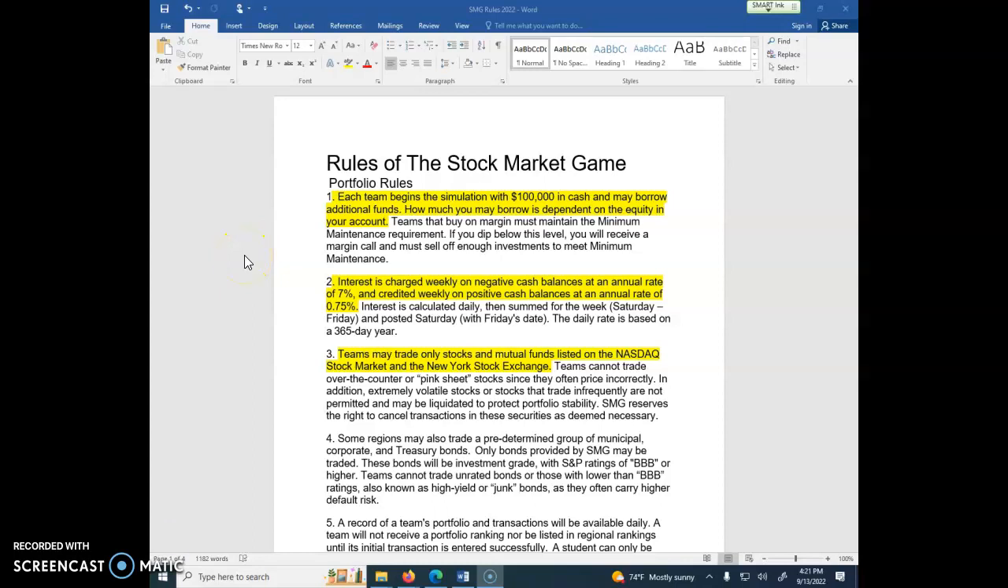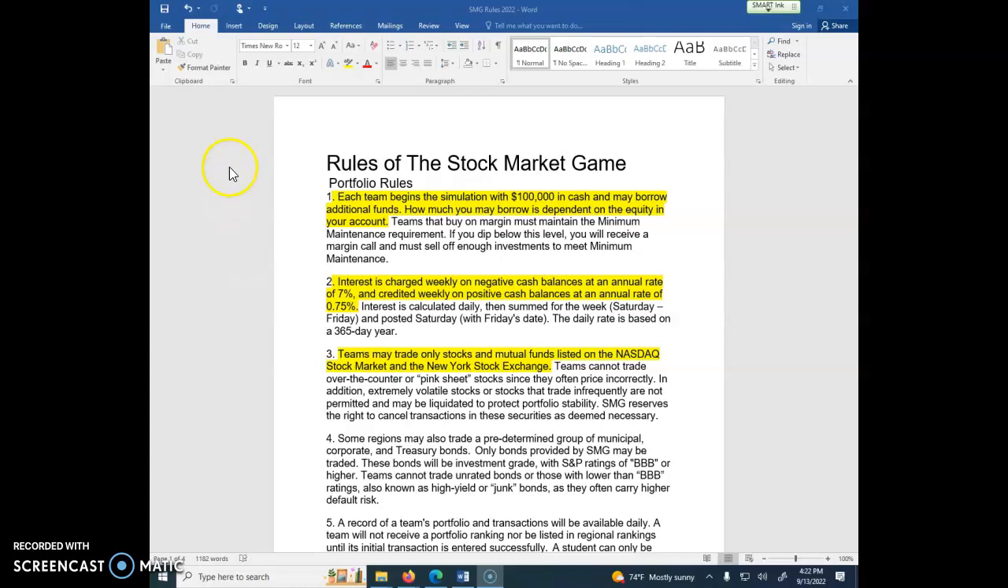Hello, economics students. Today we're going to go over the rules of the stock market game. It's important that you understand these rules because questions may come up as to why a transaction isn't posting when you thought you were doing well. So we need to know the rules, and let's get started.